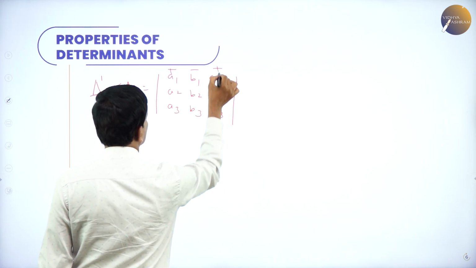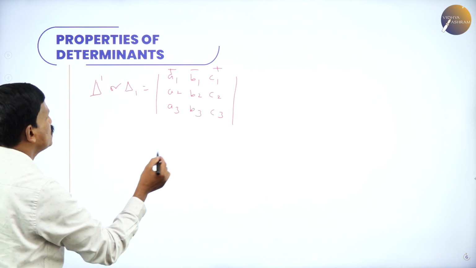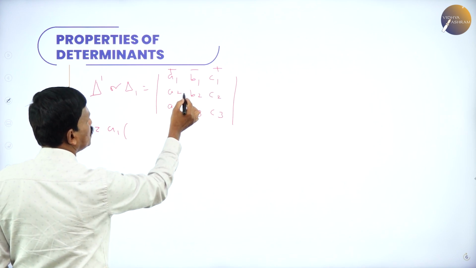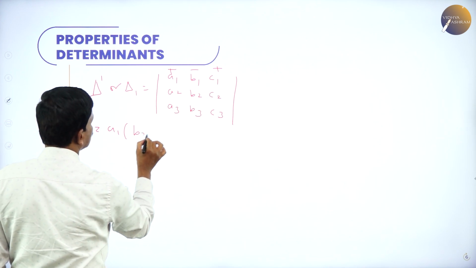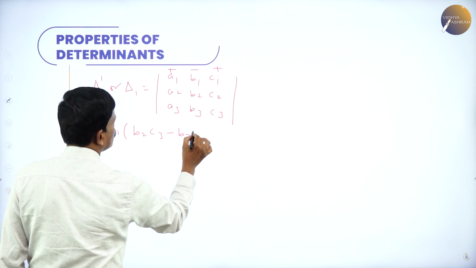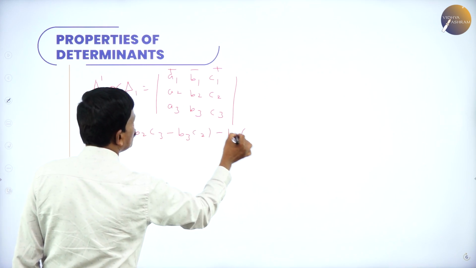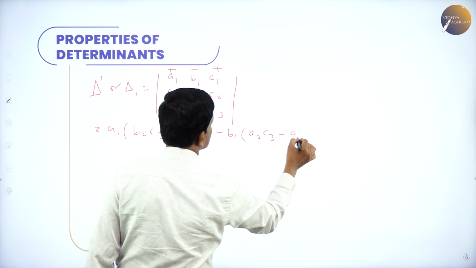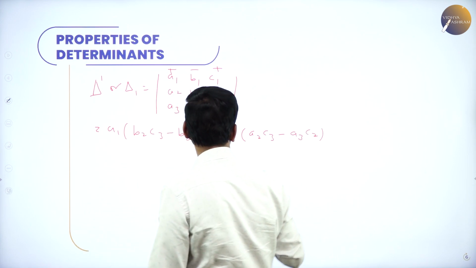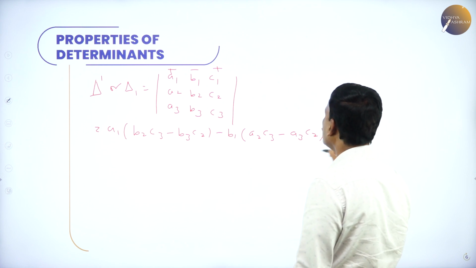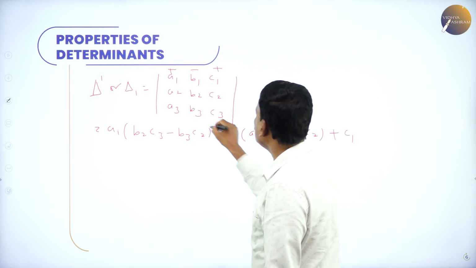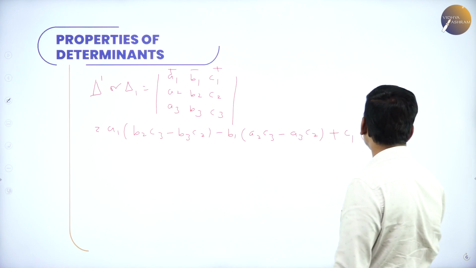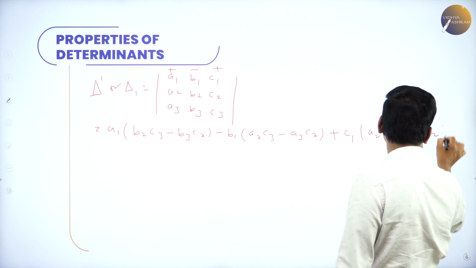Expand with respect to the first row A1, B1, C1. This is equal to A1 into, delete the row and column containing A1, B2, C3 minus B3, C2, minus B1 into, delete the row and column containing this, A2, C3 minus A3, C2, plus C1 into, this row and column is gone, A2, B3 minus A3 into B2. Expand this.